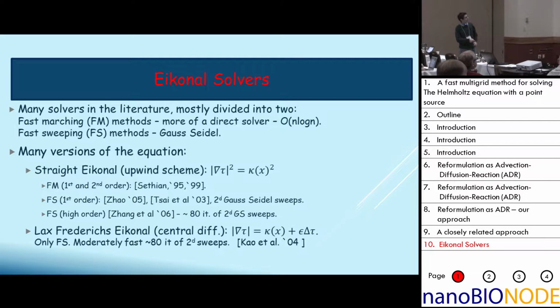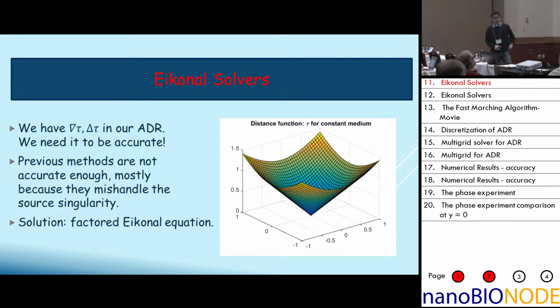There is a Lax-Friedrichs formulation that adds this regularization term here. Once you add that to smooth out the solution a little bit, you'll need more iterations. But still, all of this was not good for us in this particular problem. And the reason is because we have the gradient of tau and the Laplacian of tau in our formulation. So we apply numerical derivatives, so we need it to be accurate, really accurate.